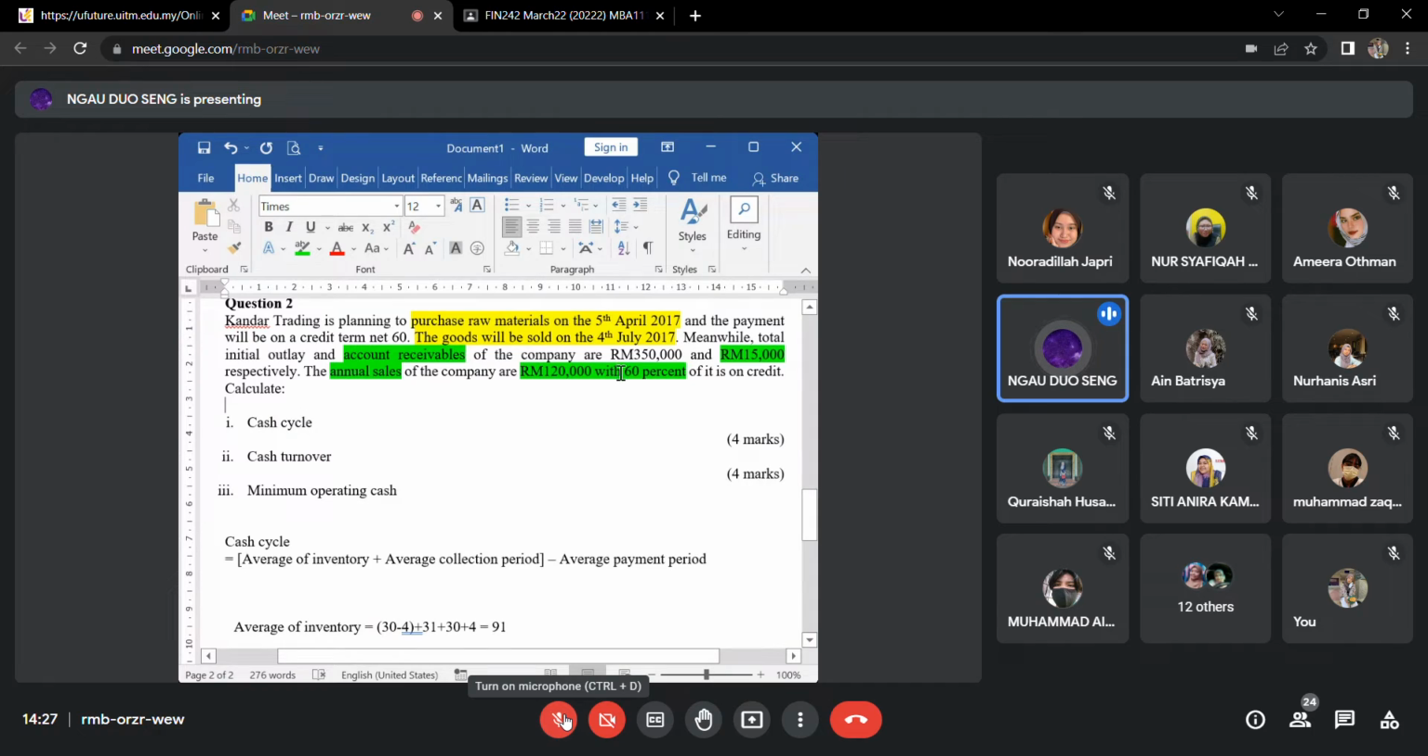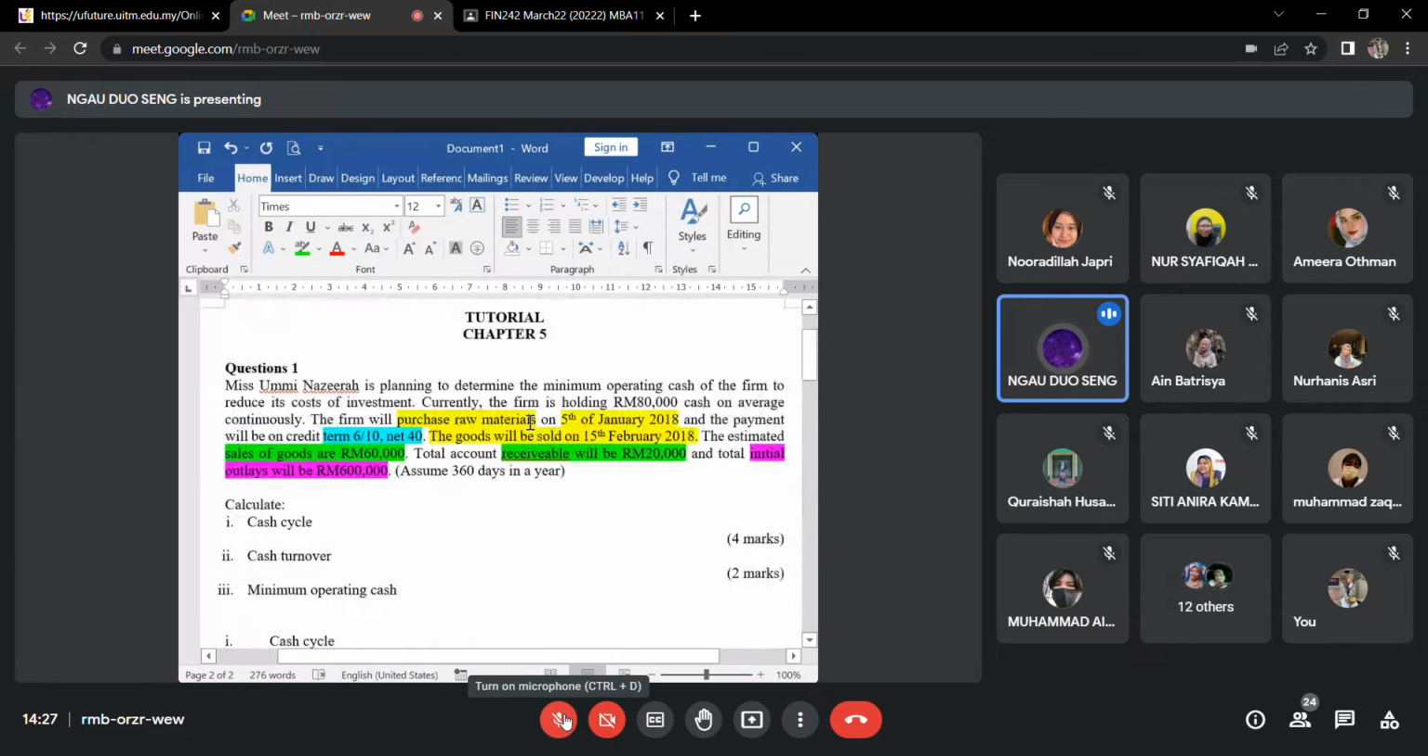If they are not mentioning what percent is credit sales, then we just take the sales of 120,000. In this question, they give 60% credit sales, and we are calculating account receivable. So we multiply by 60%, because the balance 40% is cash sales. Cash sales are not account receivable, right?